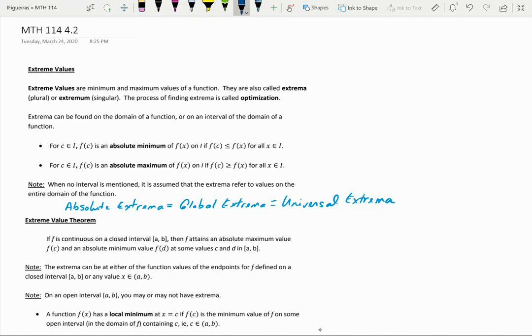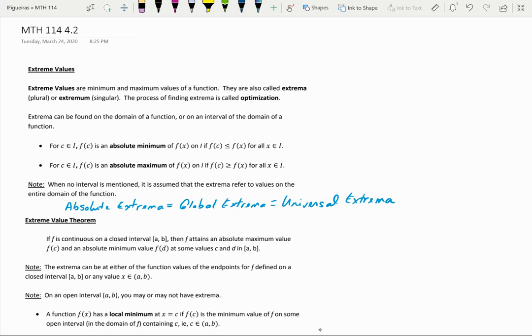Okay, just a little bit of vocabulary. Right here, I wrote that an absolute extrema is the same as calling it a global extrema or a universal extrema. For the most part, I use the term absolute, but you might read in a different book or see a different video where they refer to a global or a universal max or min, and it means the same thing.